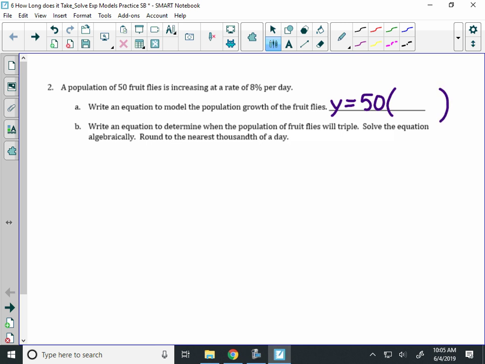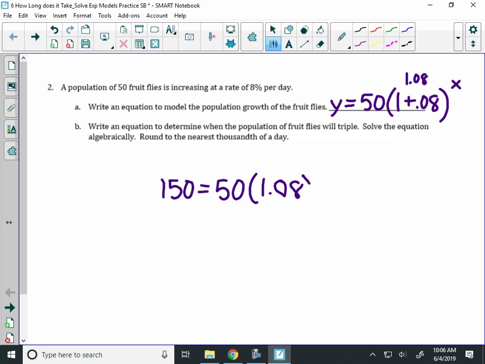When I do percent increase, I'm adding that percent to 1. So I'm going to do 1 plus 0.08, or you could write this as 1.08 to the x power. Now the question is, how long until the number of flies triples? So then we'll solve the question. If I start with 50, triple, times 3 of 50, is 150.